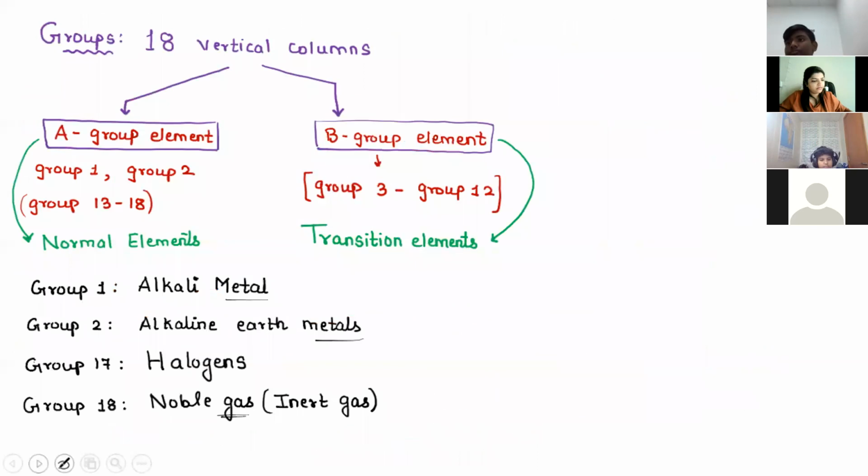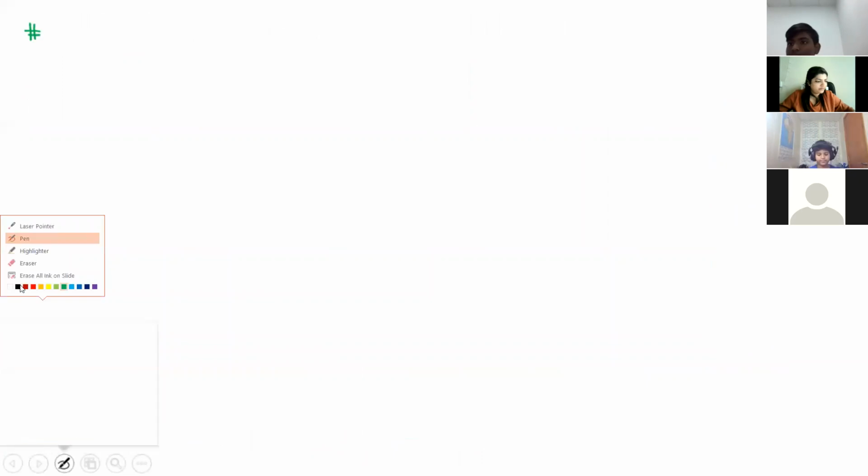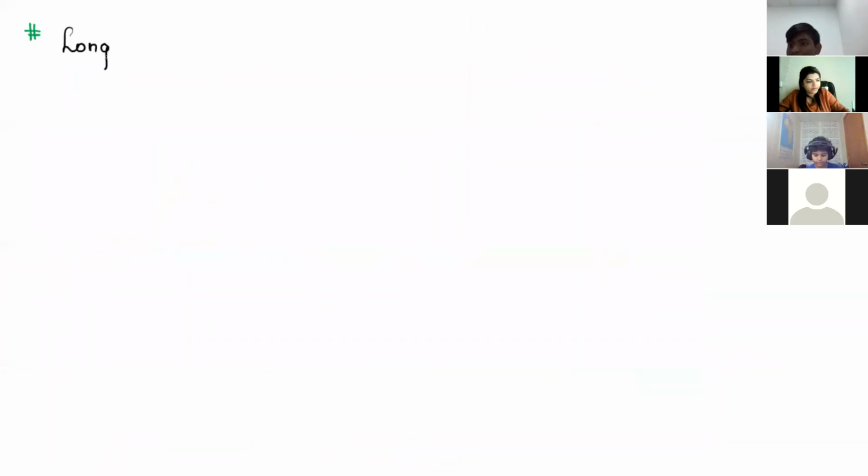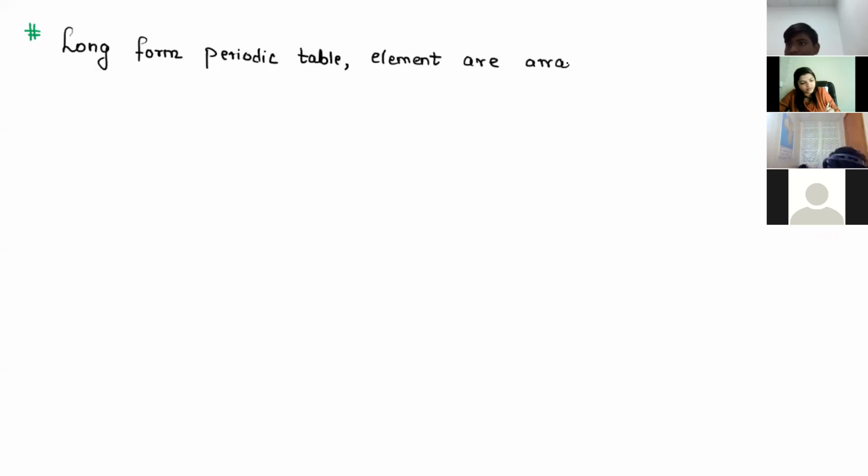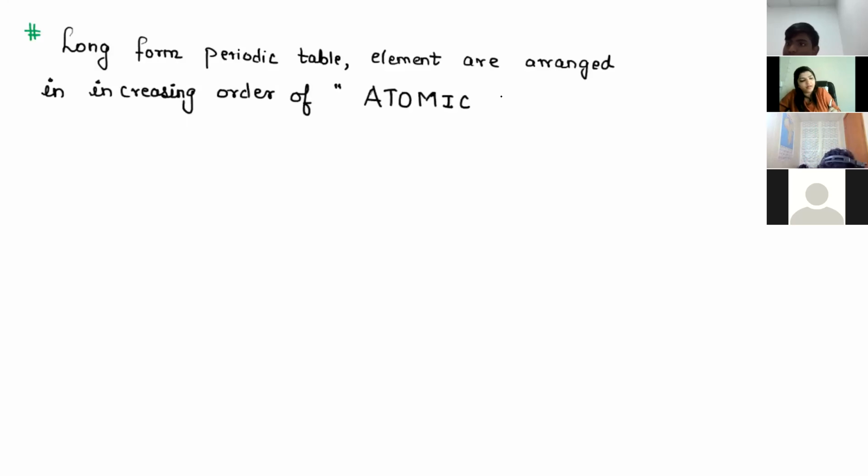So please write down one note point that in the long form periodic table, the elements are arranged in increasing order of atomic numbers.